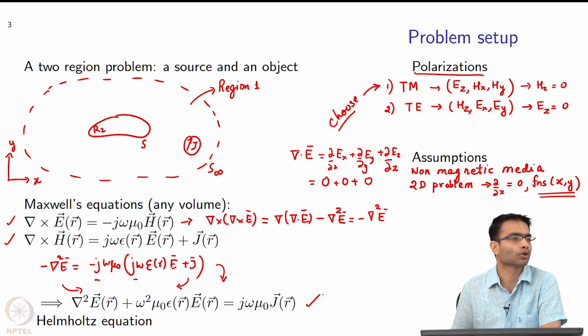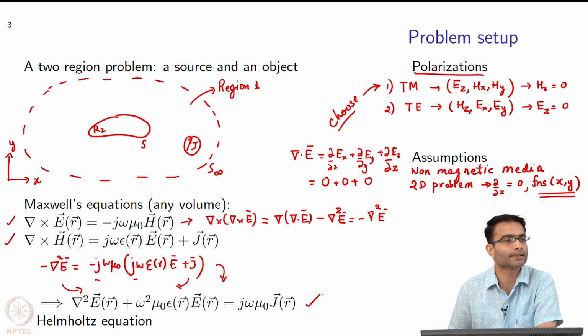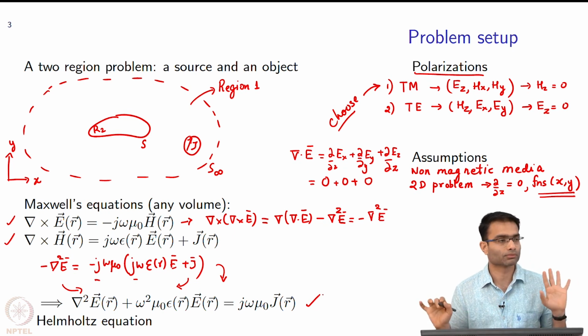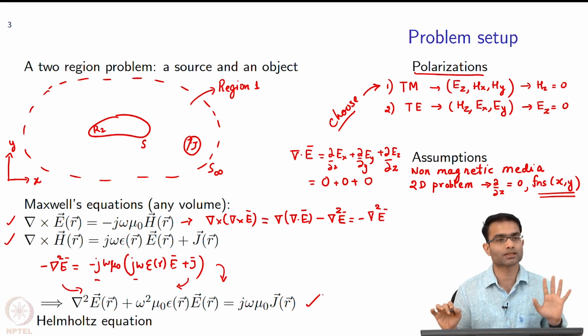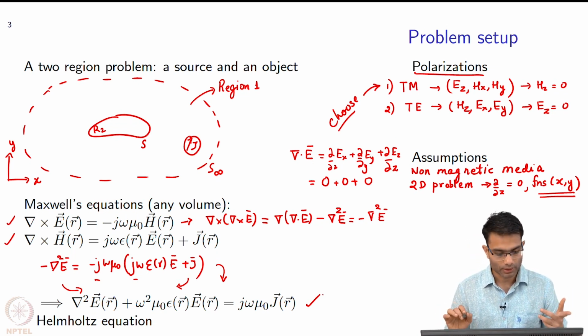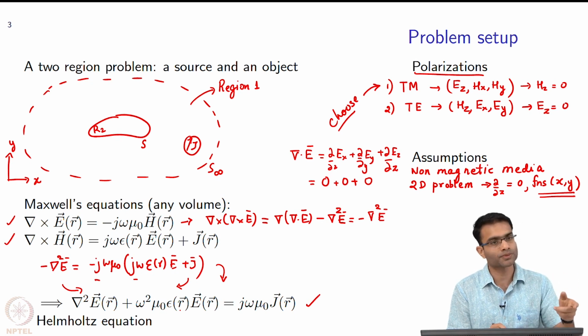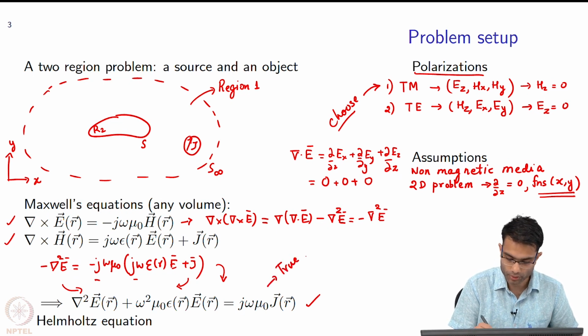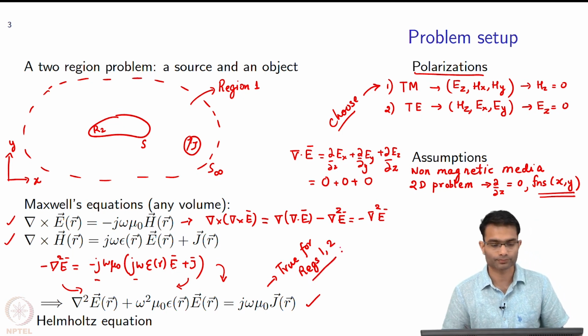Some people may call it a non-homogeneous Helmholtz equation, because the right hand side is non-zero. The question is for region 1. This is in general, because I have not made any assumptions, right. Whether this is true for both region 1 and region 2. What happens in region 1? That epsilon r will be for vacuum and current will be there. In region 2, what will happen? Epsilon will be of the object, current will be 0. So, this one equation is true for regions 1 and 2. So far so good?